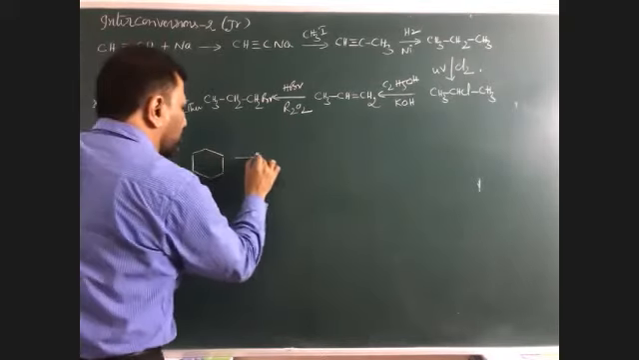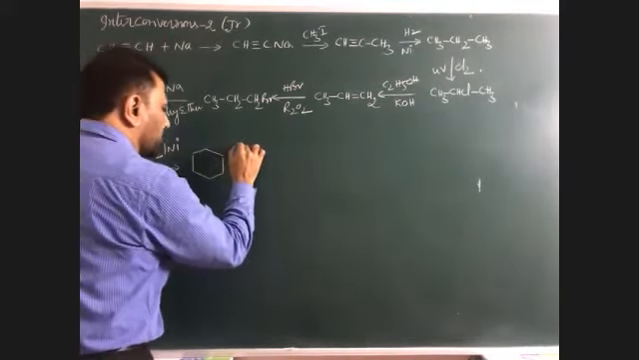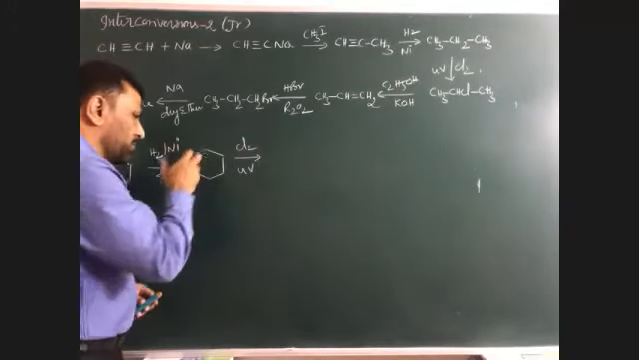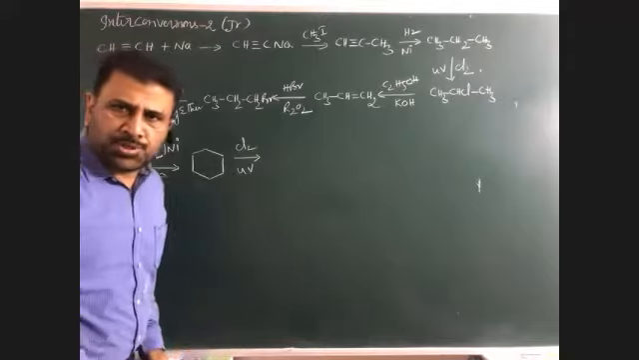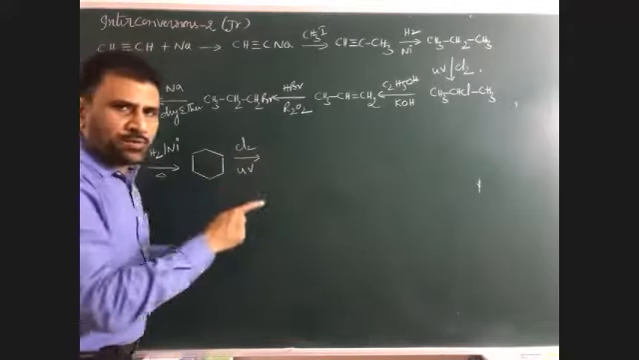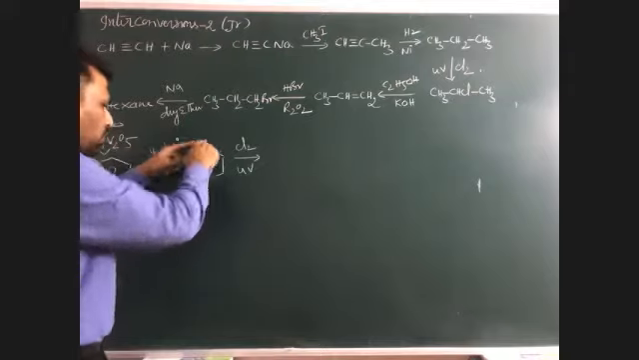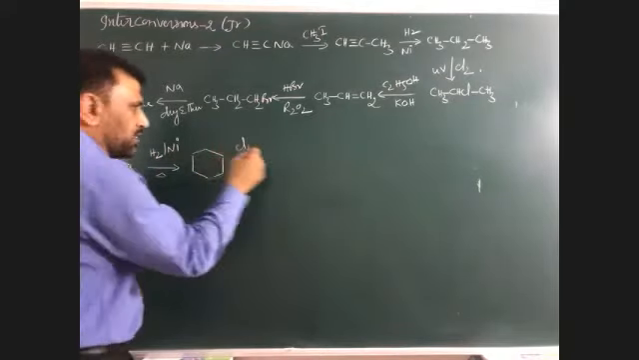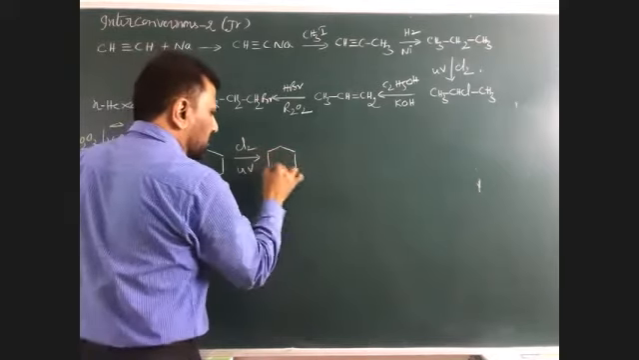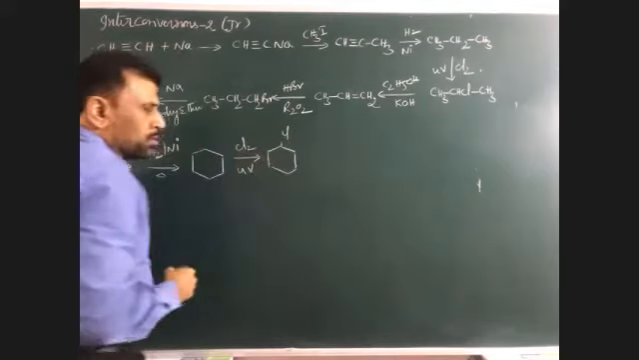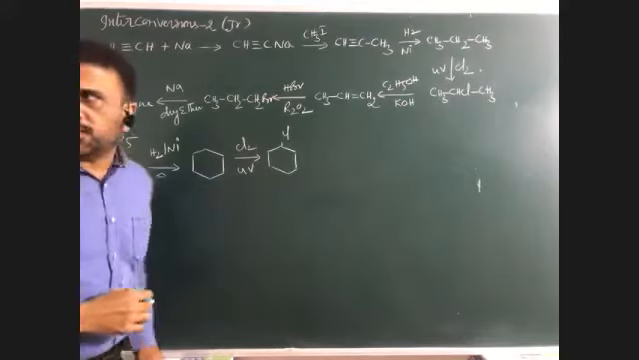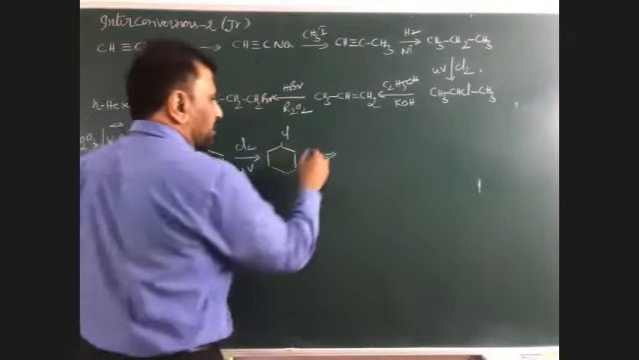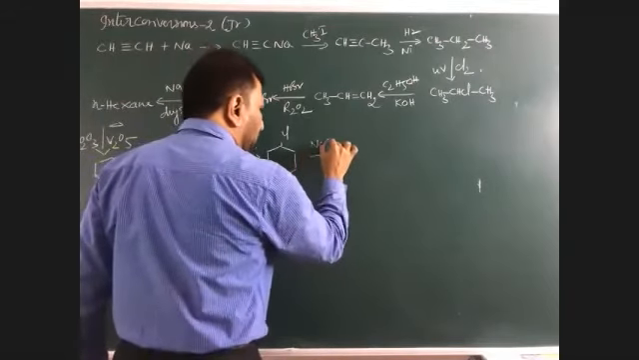Now, next reaction. This is in presence of Cl2 and UV light. The characteristic property of alkane is substitution. Substitution means removal of hydrogen and replacing with another group. Any one of the hydrogens is the same because all are CH2, CH2, CH2, CH2. So it will be like this: Cl, chlorocyclohexane. This chlorocyclohexane on reaction with sodamide.